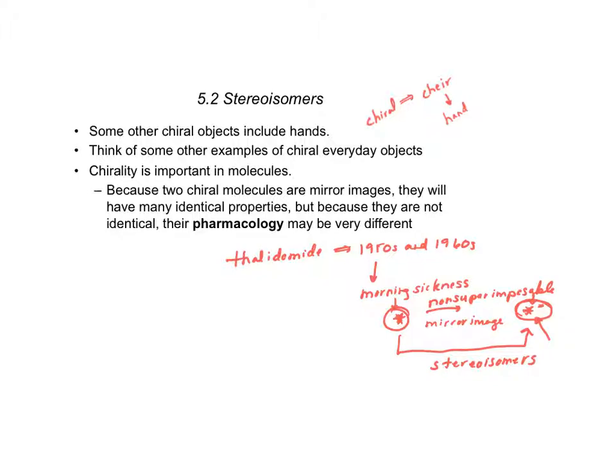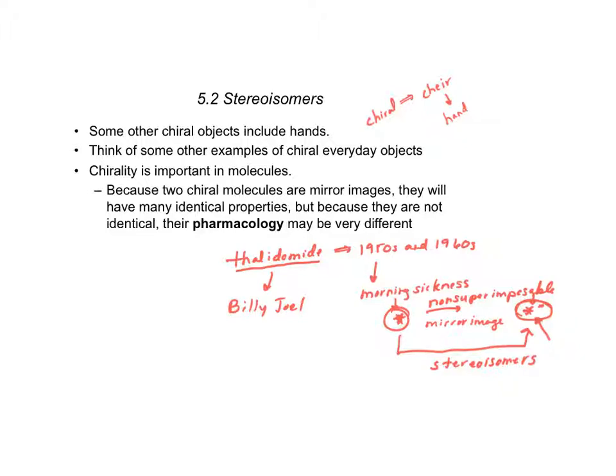If you do look up thalidomide, Billy Joel wrote a song back in the day called We Didn't Start the Fire. There is a verse in there about mothers with thalidomide. This is what it's referring to. So here is organic chemistry in a Billy Joel song. Congratulations on that.